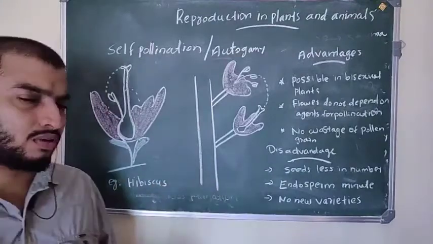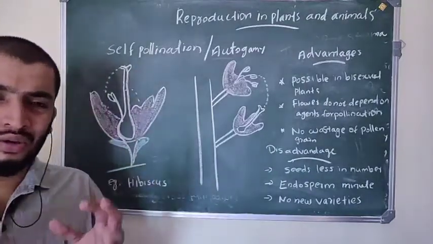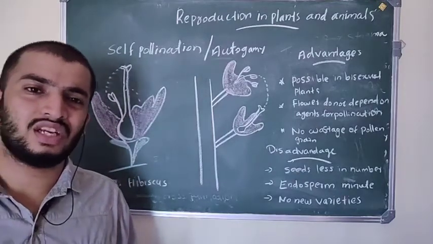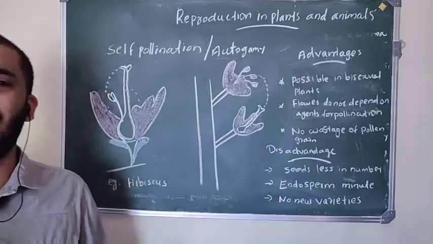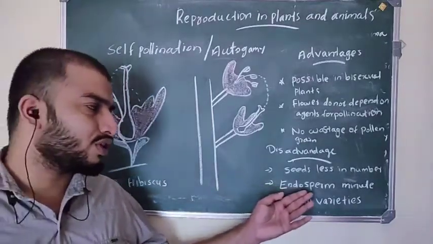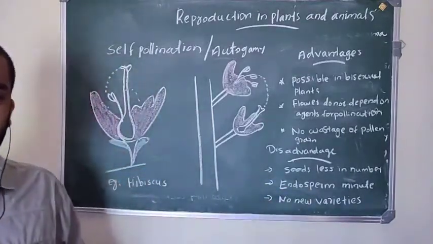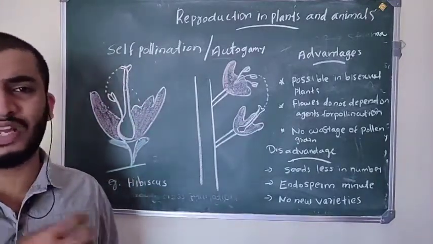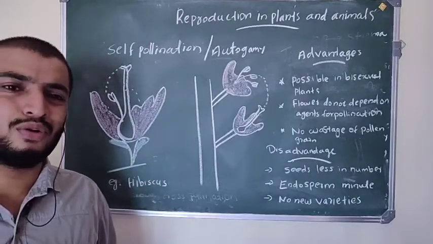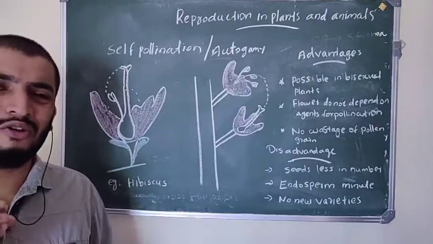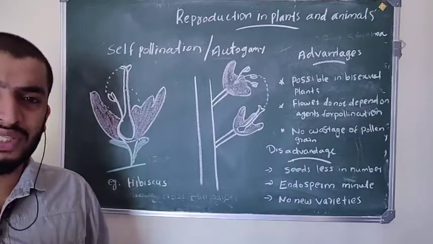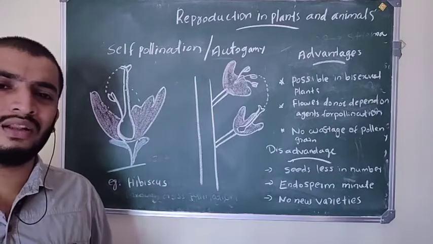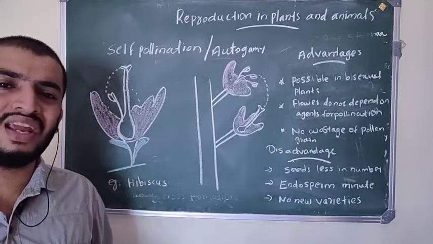Then endosperm. Do you know what endosperm is? The nutrient-rich part of the seed is called endosperm. For the germination of the seed, they take nutrient content from the endosperm. The endosperm formed in the seeds of self-pollinated plants is very minute. So the seeds of these self-pollinated plants produce weak plants, because their endosperm is very minute.